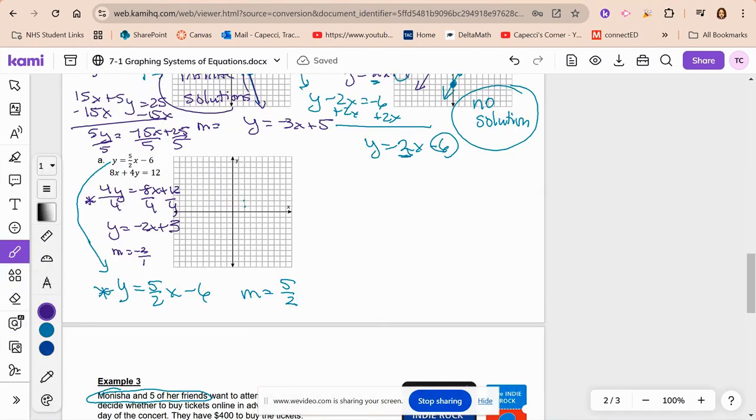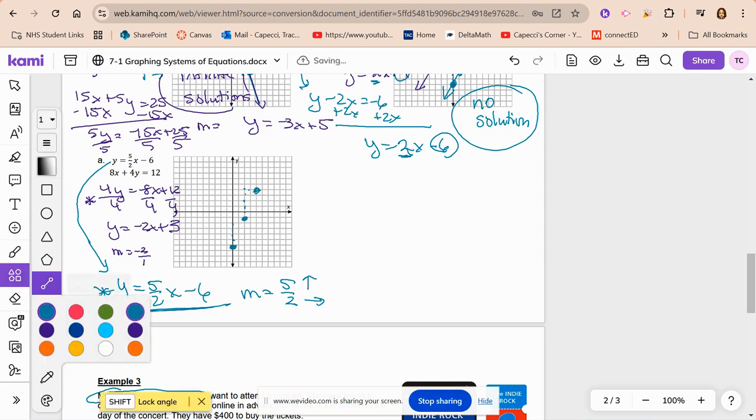All right, so let's get ready to graph another system. My first equation's right here, right? So my slope, I just brought it down. My slope, I'm going to go up 5 to the right 2. So I'm going to start at negative 6. 1, 2, 3, 4, 5, 6. I'm going to go up 5 to the right 2, up 1, 2, 3, 4, 5 to the right 2, and then I'll draw my line.